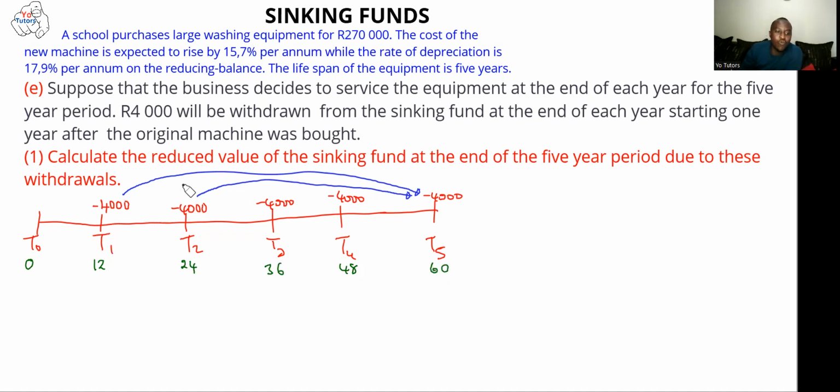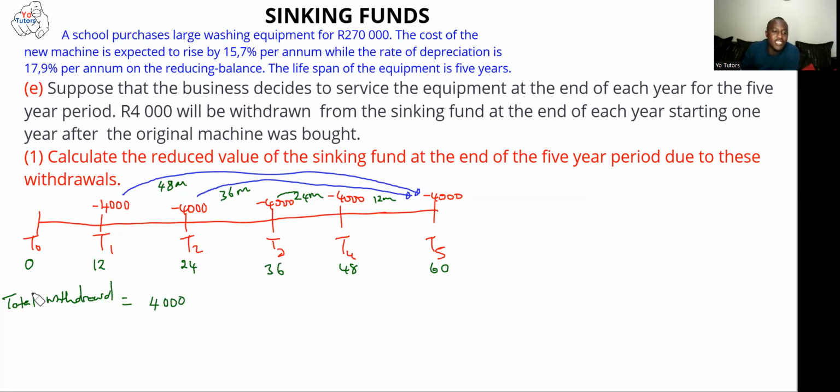So it means that the first one here is going to have 48 months to grow, this one here is going to have 36 months to grow, this one 24 months to grow, this one just 12 months to grow, and this one just 0 months. Okay, so what we're going to do now is get the total amount withdrawn here. So the total withdrawal is going to be equal to the first 4,000.